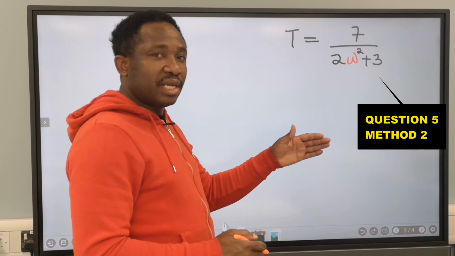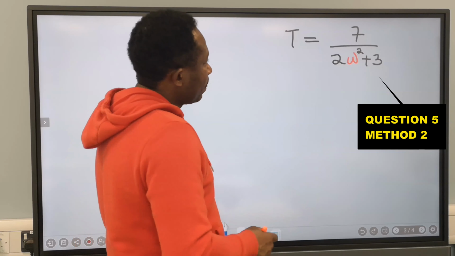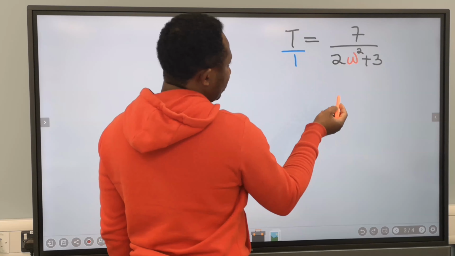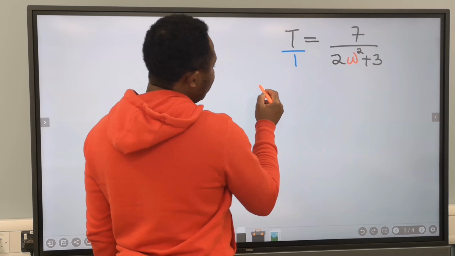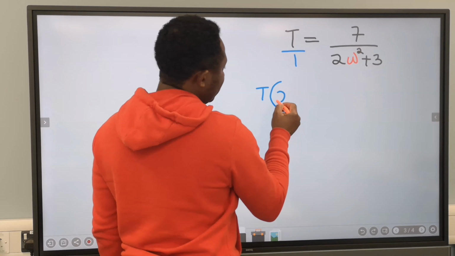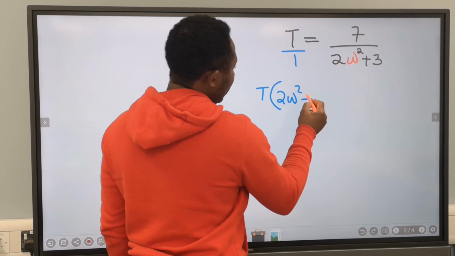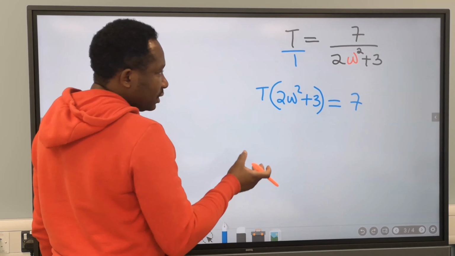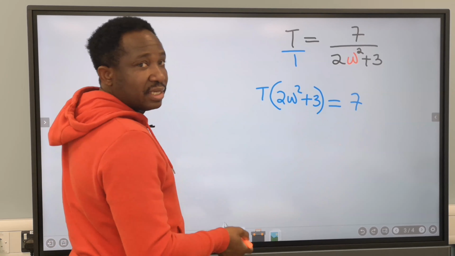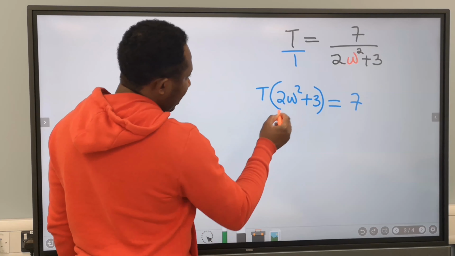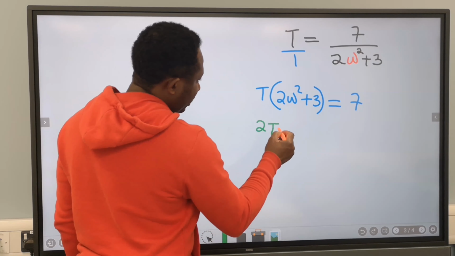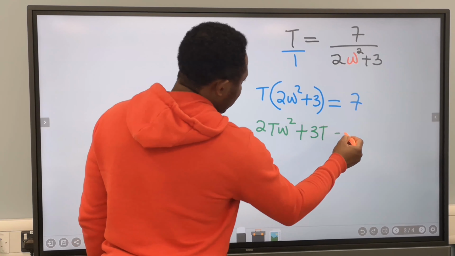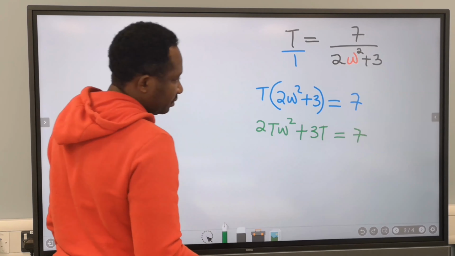We can approach this in a different way by cross multiplying. This is like over 1. Hence, I'm going to have t in bracket 2w squared plus 3 will give you 7. Next, I will expand this bracket. This times this will give you 2t w squared plus 3t is equal to 7.